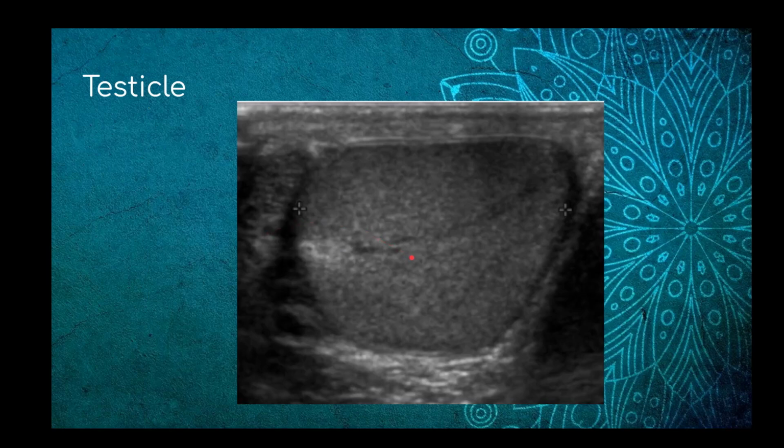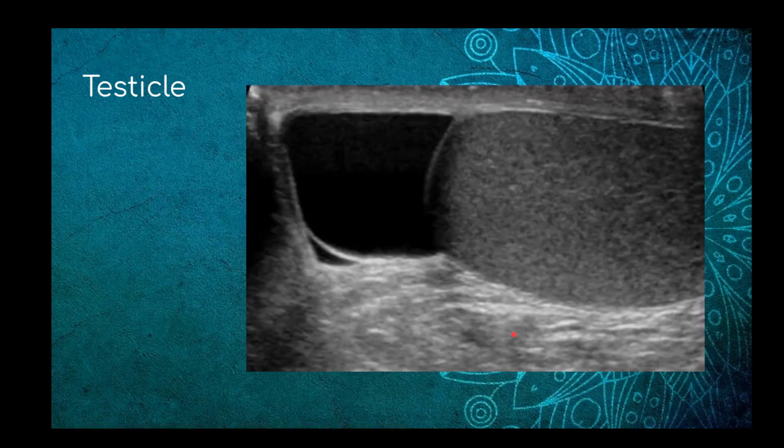Another example of testicle in transverse. Again, we can see that mediastinum here. This is all scrotal wall around it. Here's that tunica dartos that we can see splitting between the two sides of the scrotum. Again, we've got scrotal wall surrounding.